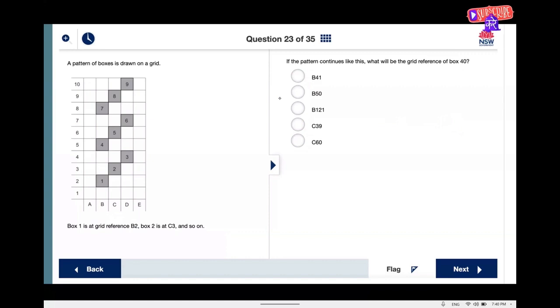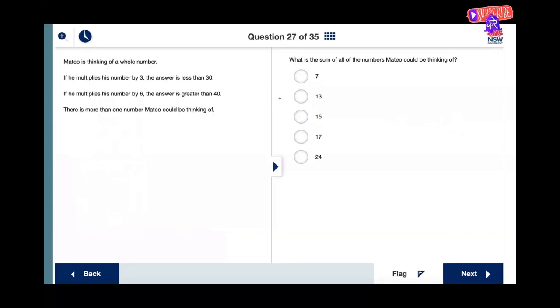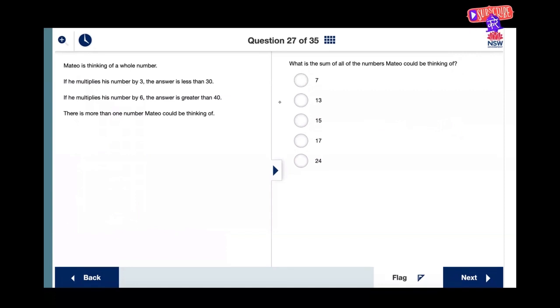Now this is the final question, question 27. So firstly, I will note that these type of questions occur quite often. They're asking you to look at numbers and what a person is thinking of. They give you these properties of these numbers and they're asking you to find out what number or what numbers it is. So here the question is actually asking for the sum of all the numbers Mateo could be thinking of. This is adding just another layer of difficulty, so students can't work backwards.